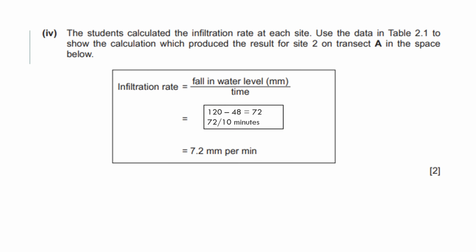So you've got 120 minus 48, which in this case is 72, and then 72 divided by 10 minutes. What you're telling me is every minute how much water is infiltrating into the ground. So that is 7.2 millimeters. Again, water at the start, water at the end, work out the difference, and divide it by the time you measured infiltration rate for.